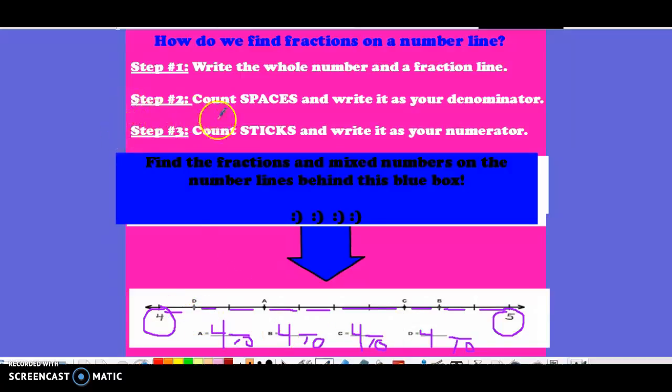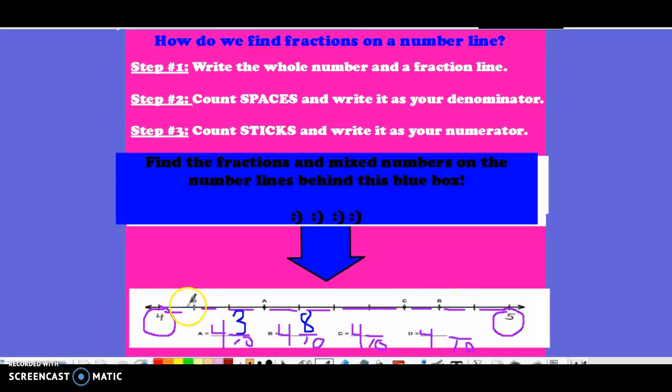Now, I just look at step 3. Step 3 says count the sticks, and that becomes my numerator. Let's take it in alphabetical order. A, which stick is that after the whole number 4? 1, 2, 3. That means A is 4 3/10. B, 1, 2, 3, 4, 5, 6, 7, 8. That means B is 4 8/10 because it is the 8th stick.